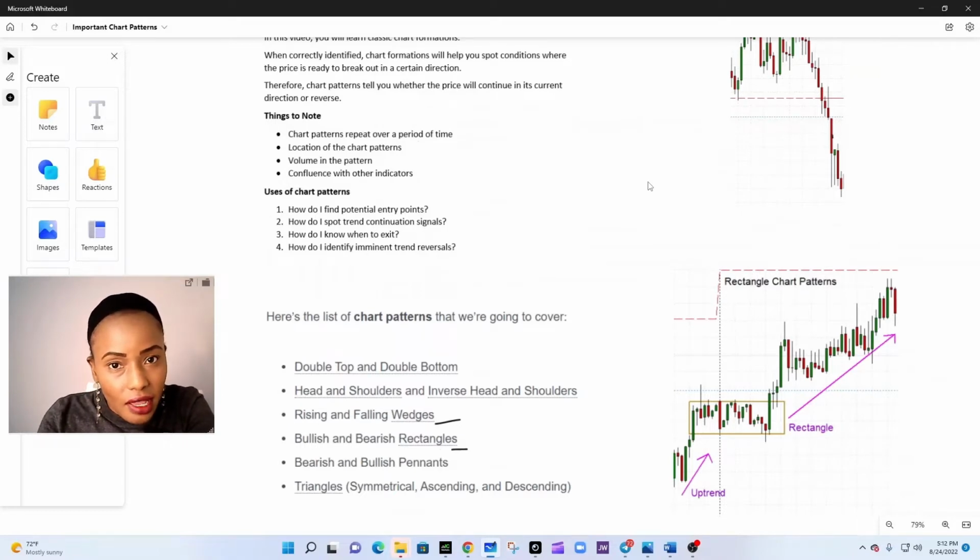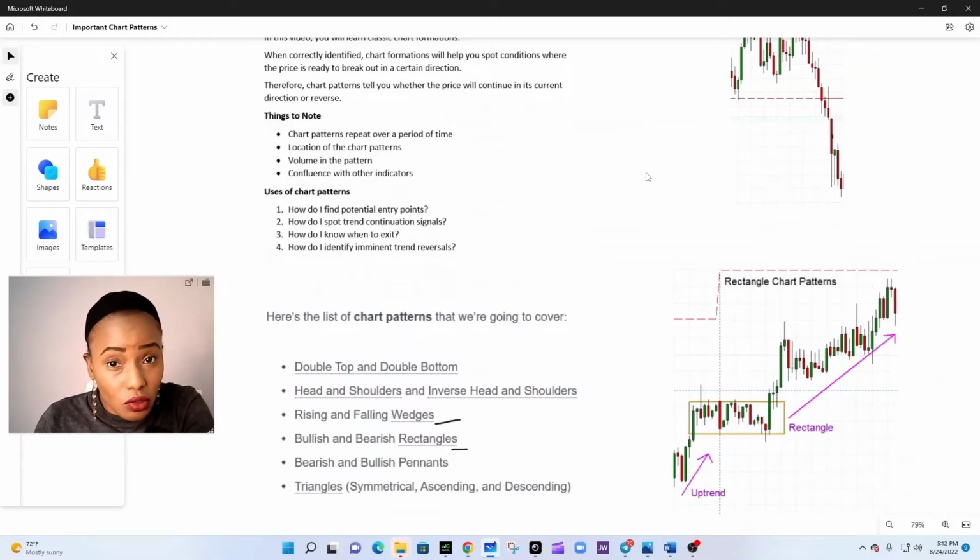So as a trader, there are important things to note. Chart patterns repeat over a period of time. Another thing you need to note is the location of the chart patterns. There are chart patterns that appear in the middle of the trend or towards the end of the trend. So when a chart pattern appears in the middle of the trend, you know as a trader that you want to anticipate trend continuation and you're looking for signals to add more positions.